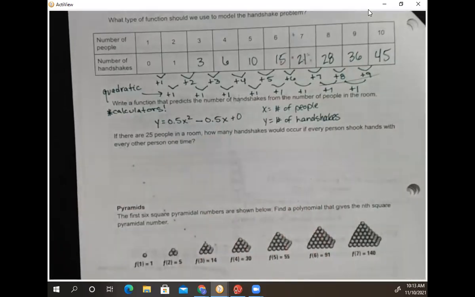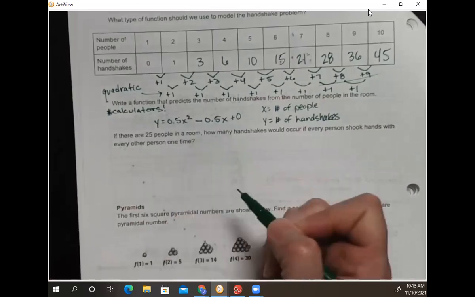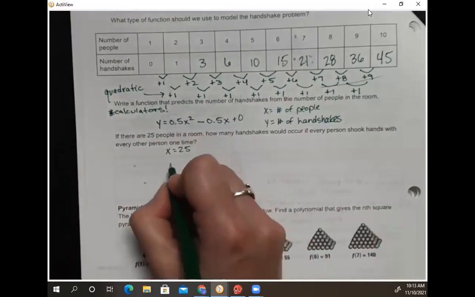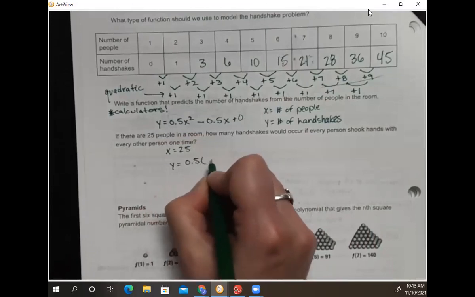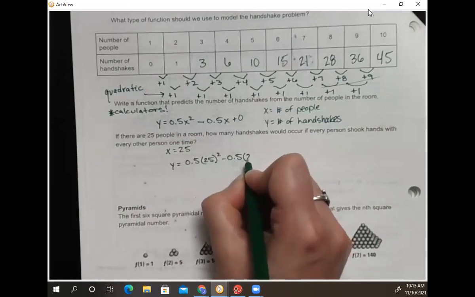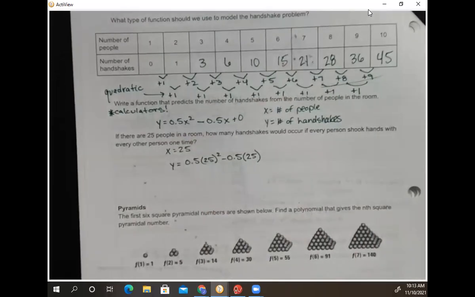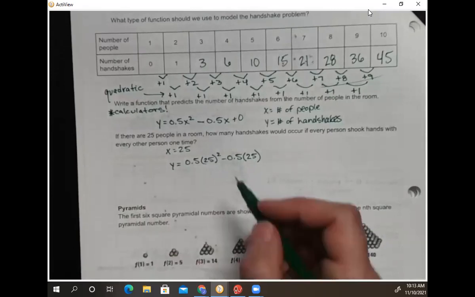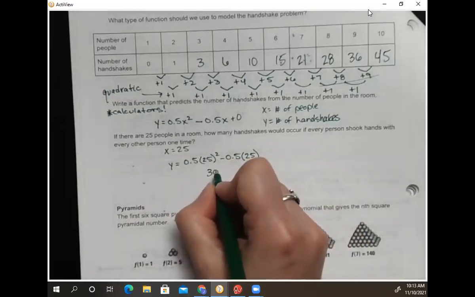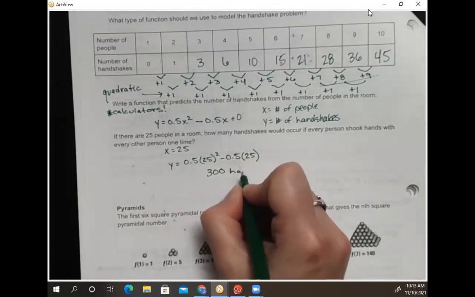Now that we have a model, we can use it the same way you did in your notes yesterday. So if there are 25 people in a room, how many handshakes would occur? Well, this would mean my x value is 25, so I can plug that into my function. And then I can use my calculator to help me simplify. So if I type this into Scratchpad just to save us some time here, this would give me 300. So I'd have 300 handshakes.